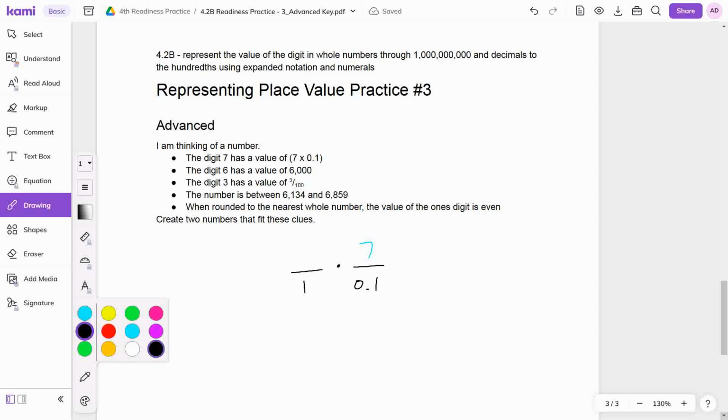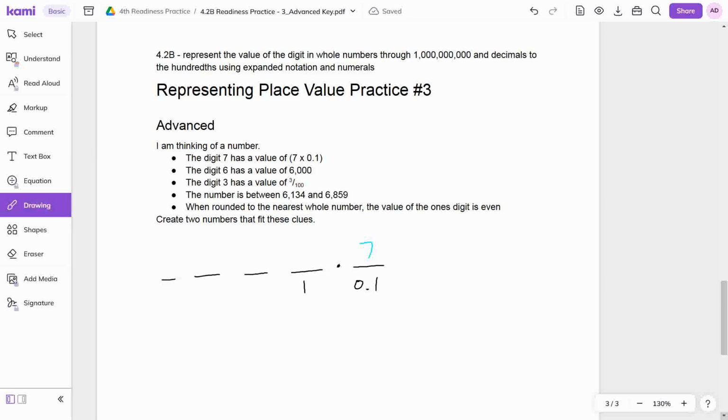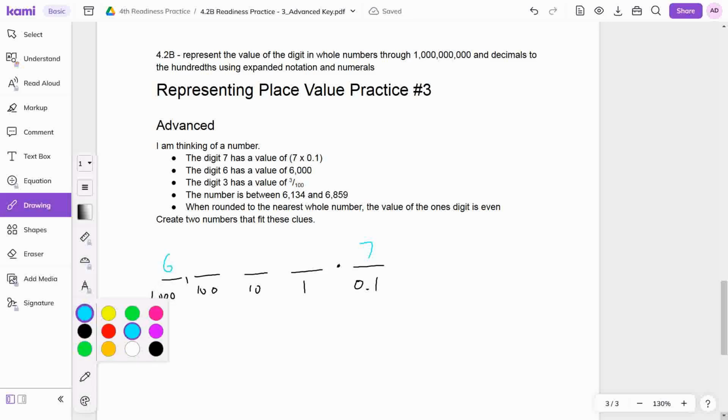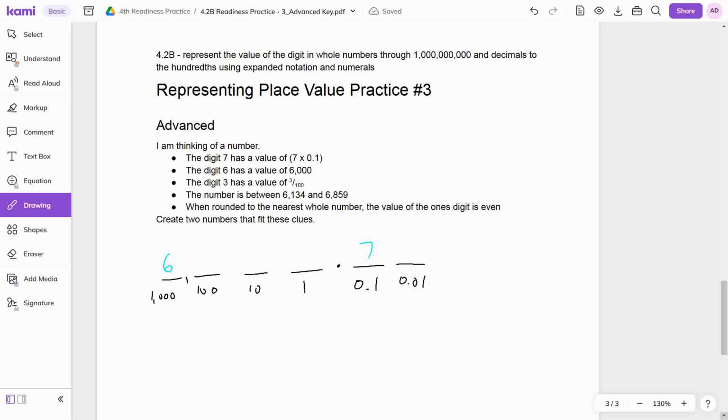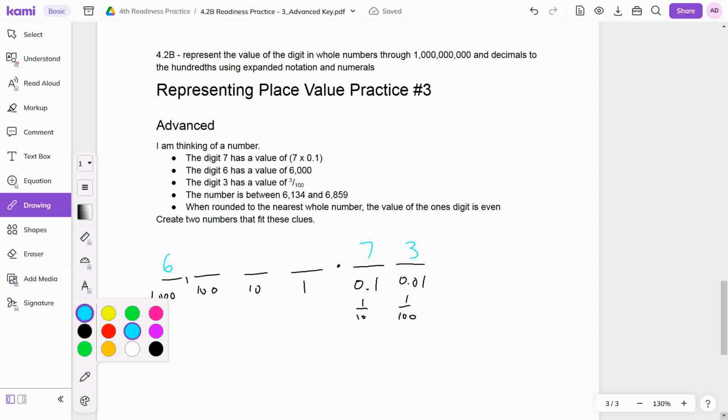The digit 6 has a value of 6,000. Okay, so let me go over here to the thousands place. That's 10, that's 100, that's 1,000. And then I know I've got a 6 in the thousands place because it says it has a value of 6,000. Now, there's a 3, it has a value of 3 hundredths. You notice that's in fractional form. So I'm going to put it in decimal form. I'm also going to write these in fractional form: 1/10, 1/100. Then I know my 3 goes right there.